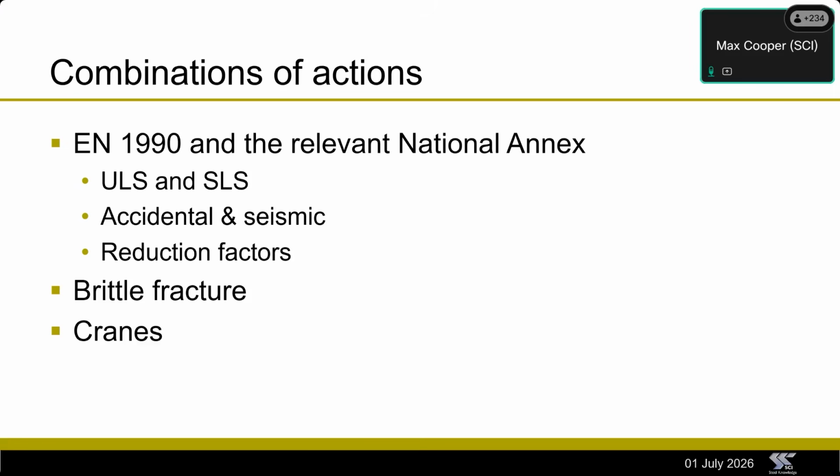We'll then cover brittle fracture. It's the SCI's view, very strongly, that the selection of subgrade is the designer's responsibility, and there is a component of that assessment that requires the designer to look at a combination of actions. So we'll cover what that means in today's presentation, and then finally we'll look at the combination of actions for cranes, which can be quite complicated, and also there's a slightly surprising part that comes out of the Eurocodes on that. So we'll come to that right at the end.